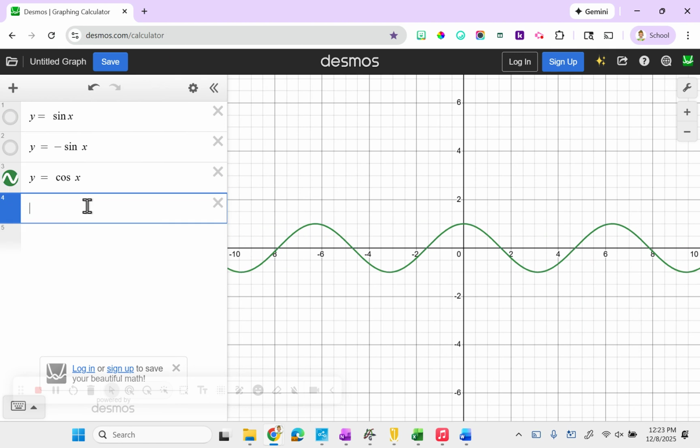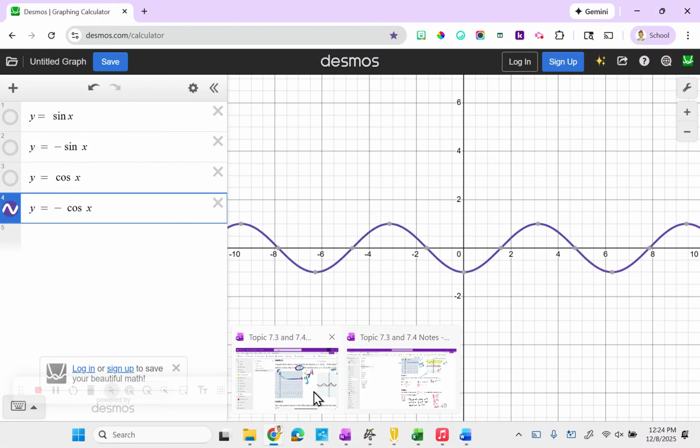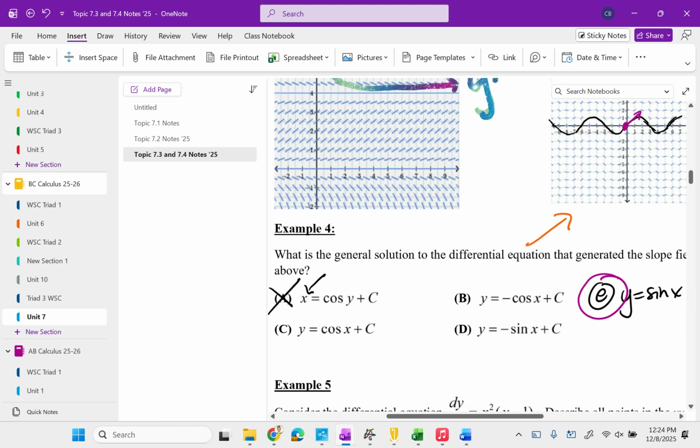Cosine's easier to tell if it's positive or negative because it'll either be at +1 or at -1. Negative cosine x. So if it starts at +1, it's positive cosine. If it starts at -1, it's negative cosine. Any questions about recognizing sine and cosine? Sometimes it's just recognizing the graph, and that's what example 4 was about. Any questions on example 4?